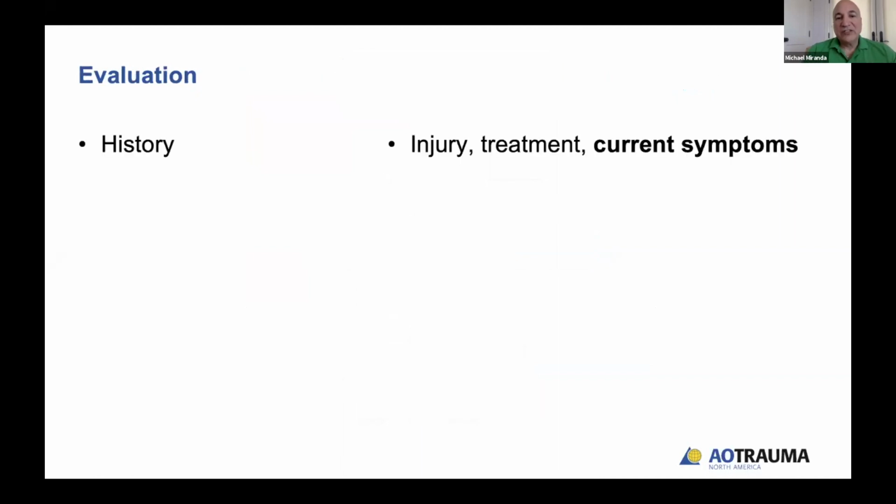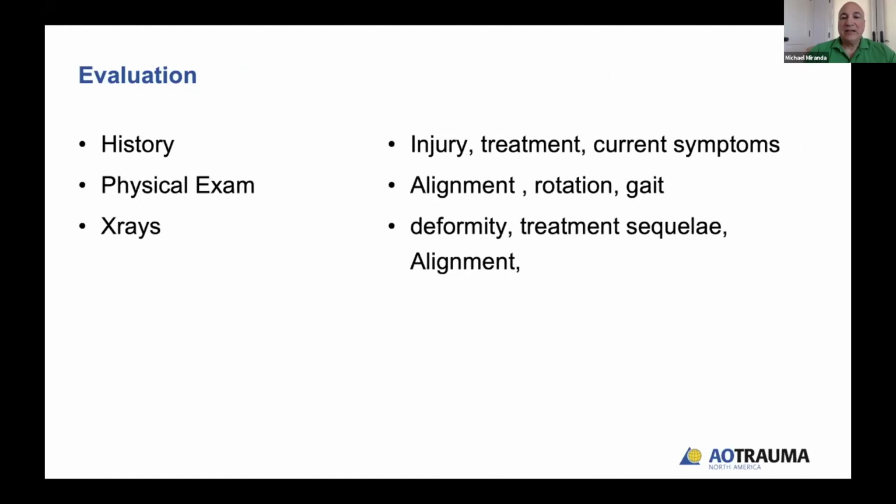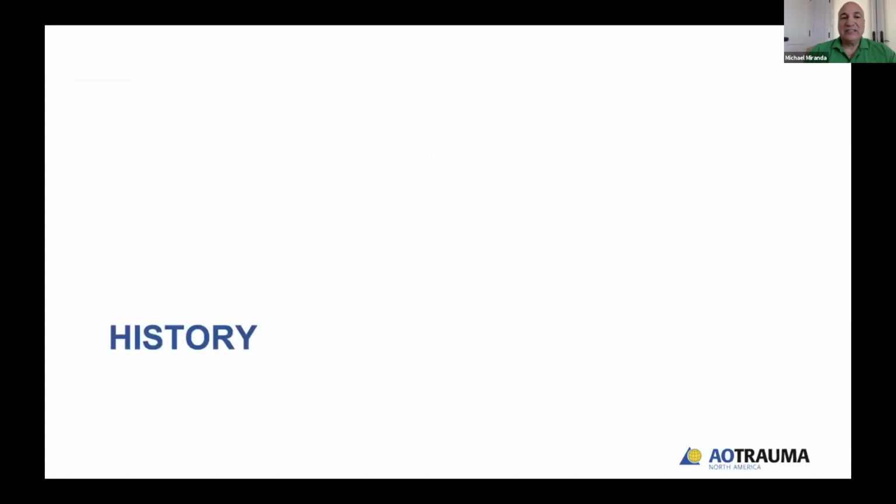So the current symptoms are really important because you want to make sure that you address them to the patient's satisfaction. You need to understand the injury, the treatment, their physical exam. We'll talk a little bit about that, the x-rays, as well as the CT scan.